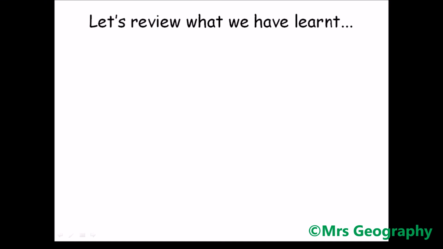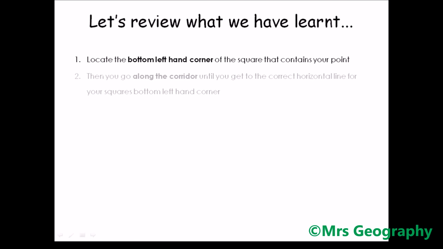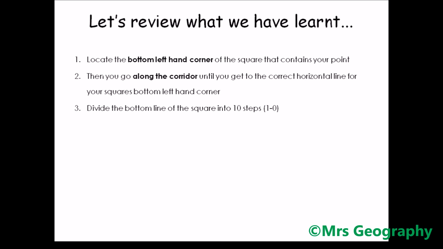Review what we have learnt. To find a six-figure grid reference, you first need to locate the bottom left-hand corner of the square that contains the point you are trying to find. Once you've located the bottom left-hand corner, you then go along the corridor and you get to the horizontal line that matches your square's bottom left-hand corner. From this point, you then divide the bottom line of that square only into 10 even steps and find which step the point is closest to.